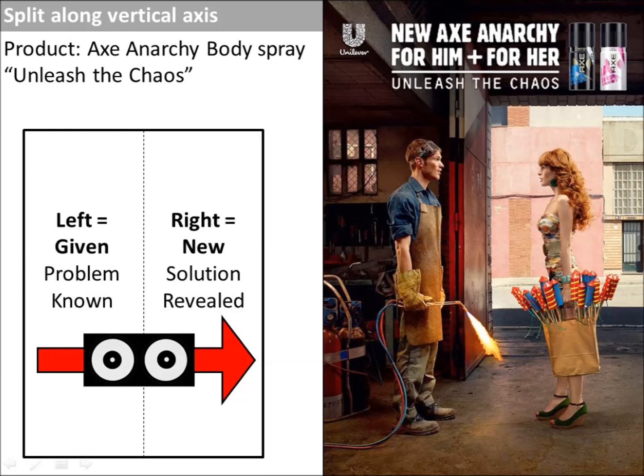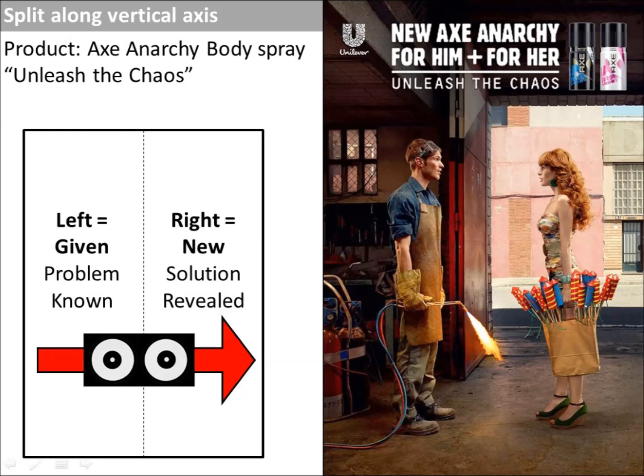Advertisers can also create an axis that doesn't run left to right, the horizontal axis we've already looked at, but instead runs up and down, what we might call a y-axis. Now when an ad is organized in that fashion, generally the left-hand side is devoted to the problem or current situation, and the right-hand side is devoted to the solution that only the product being advertised can really provide. So you see in this example for Axe Anarchy Body Spray, on the left-hand side we have the problem, this lonely, kind-hearted, studly blowtorch worker, and on the right-hand side we have the solution that Axe Body Spray can bring into his life, which is this fetching redhead with a bag full of explosive fireworks.